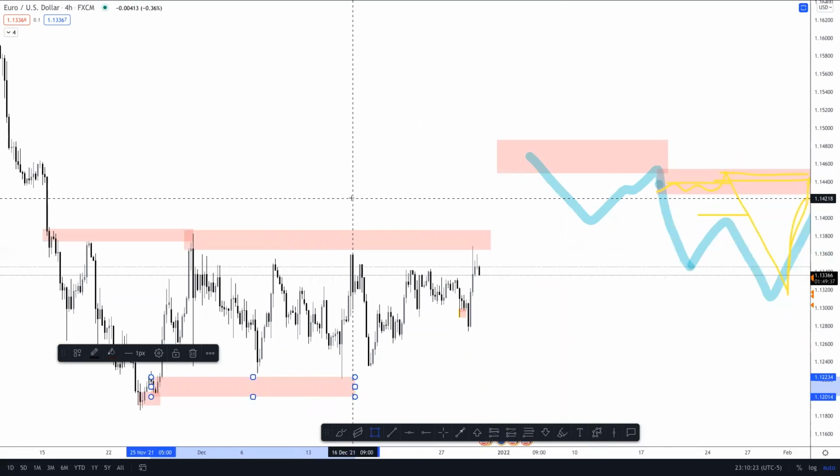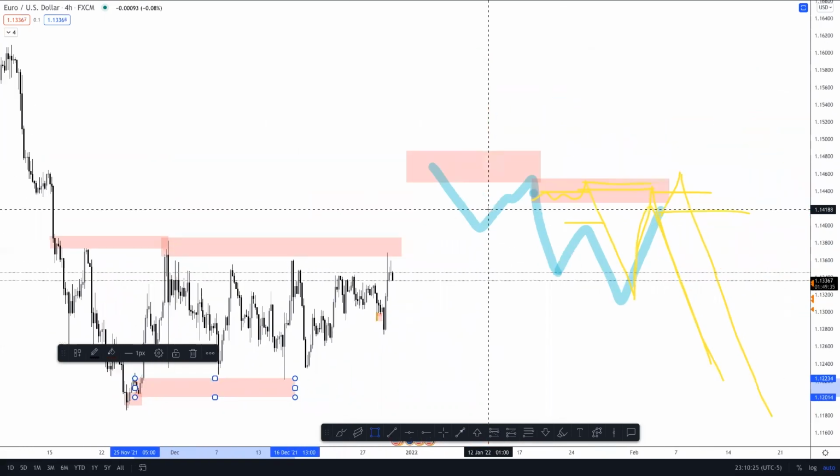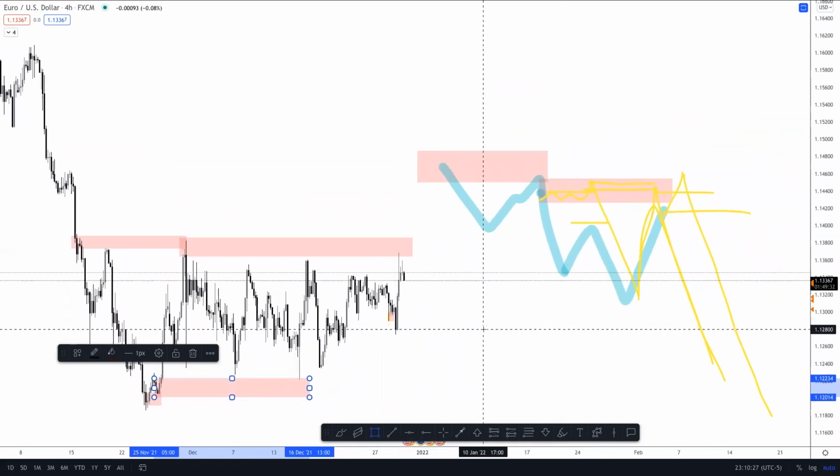Hopefully you guys learned something new today, because a lot of these concepts aren't simple. Make sure you backtest with them constantly, and over time you'll be fine.